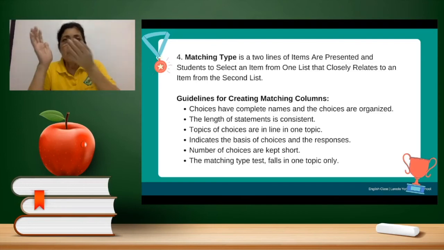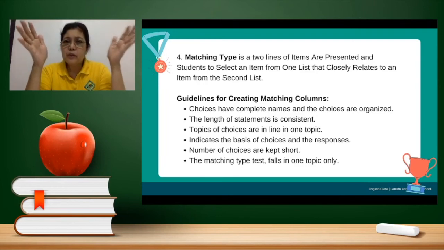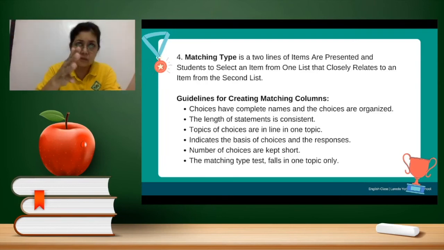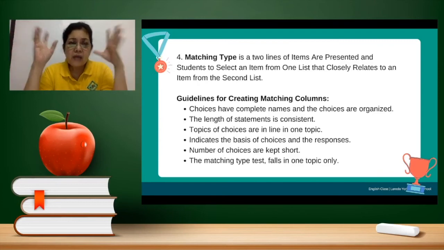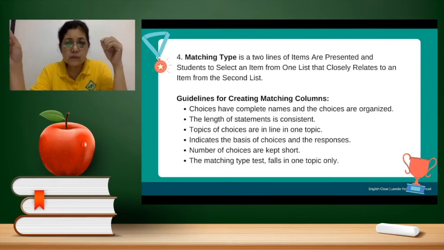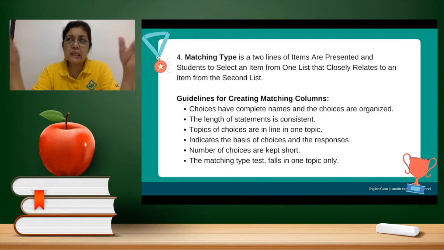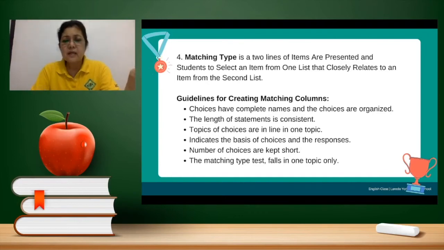So meaning, if it is a matching type, the longer or lengthy word should be placed in the first column. And those responses should only be short. Now your options should also be arranged in alphabetical order, or it can be in chronological order. Make it more homogeneous by nature, meaning the topics to be included will be somewhat related to one another. If it's all about events, everything should be events.